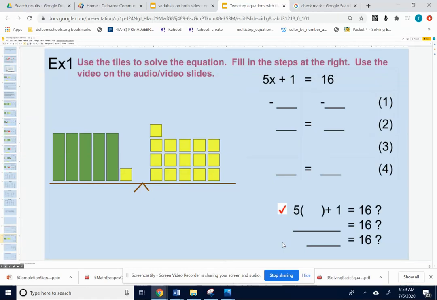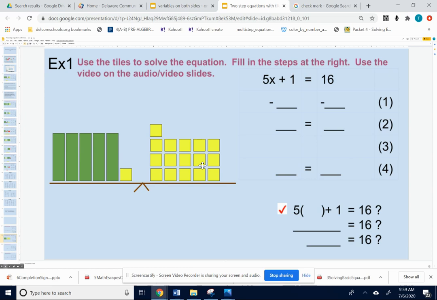Okay, let's do an example together. We're going to solve 5x plus 1 equals 16. Rectangles are x's. So we have 5 x's plus 1, yellow, on the left, balancing with 16.